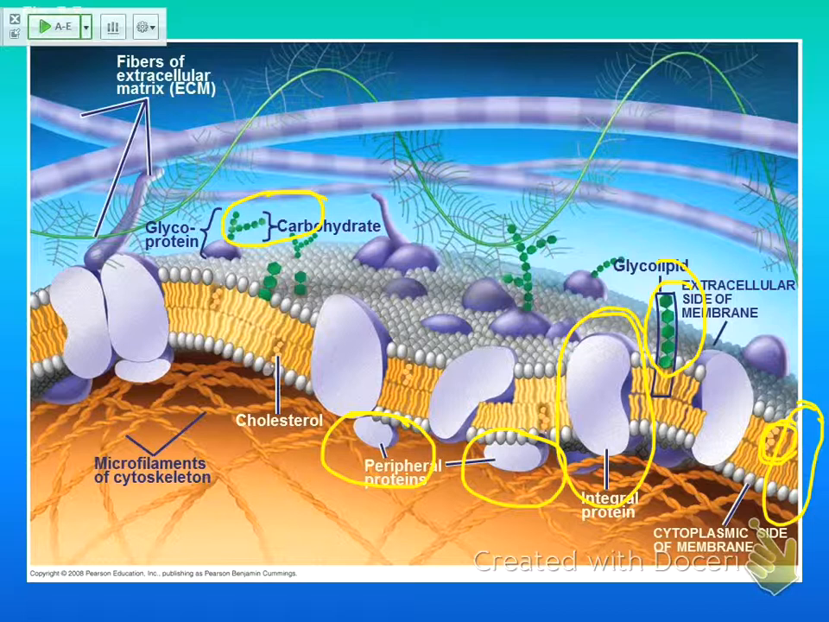And on the outside we have all of these extracellular matrix fibers. But what you're noticing is that they are attached to some of the glycoproteins. So these surface structures, these glycolipids, these glycoproteins, are extremely important in helping to organize the extracellular matrix of the cell, and helping to hold everything together and in its spot.